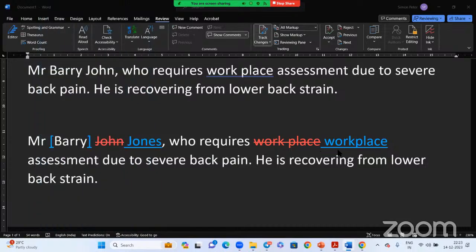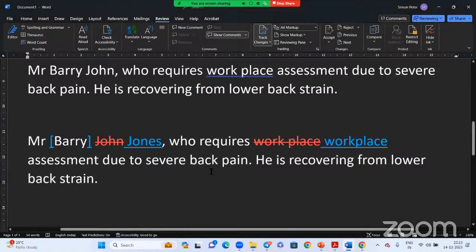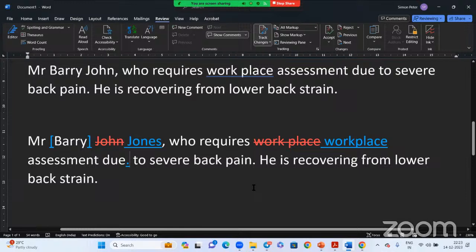It's a grammatical error. Mr. Jones, who requires workplace assessment due to severe back pain. Okay. So here, "who" is not necessary actually. Mr. Jones requires workplace assessment. That's enough. But he requires workplace assessment due to severe pain. What do you mean by due to severe pain? There is no connection here. It's better to put a full stop here.